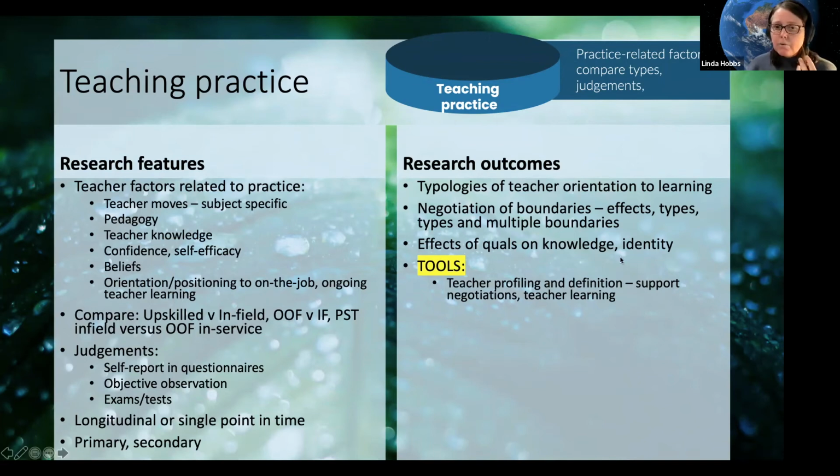Again, effects of being out of field on knowledge and identity in terms of practice, and tools emerging there in terms of a nice profiling tool and ways to support teachers, and that included a number of tools there.